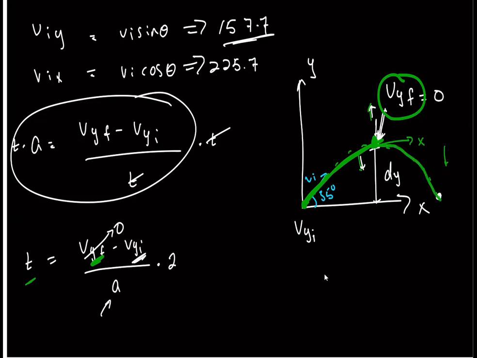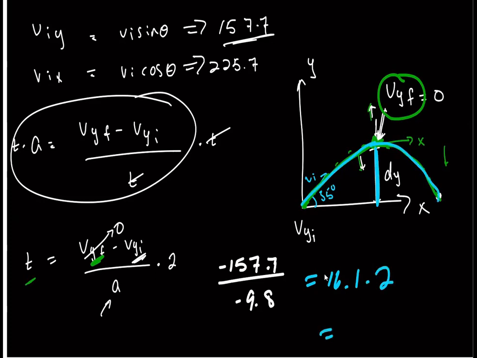So then you do get, of course, because we have it by 2 and it was minus 157.7 divided by minus 9.8. That's all well and good. That gets us 16.1. And again, that's this time here, but we want the total time of flight. So we have to multiply by 2 because that's the halfway point, thus getting 32. That's the total time of flight.